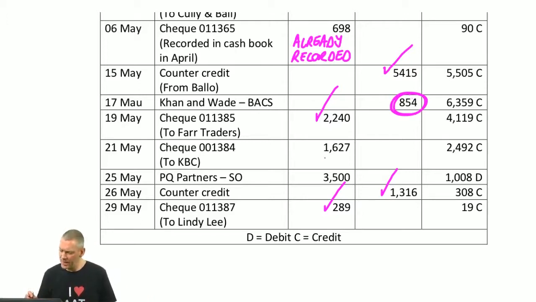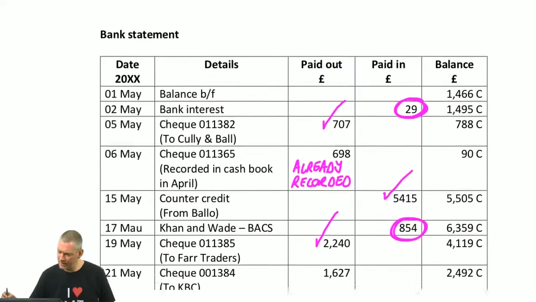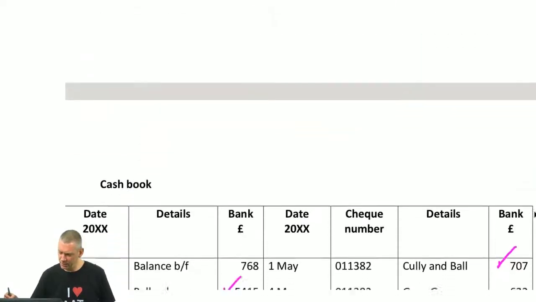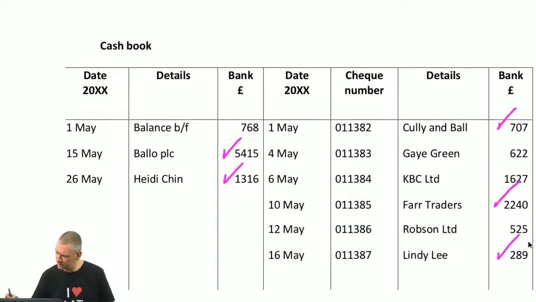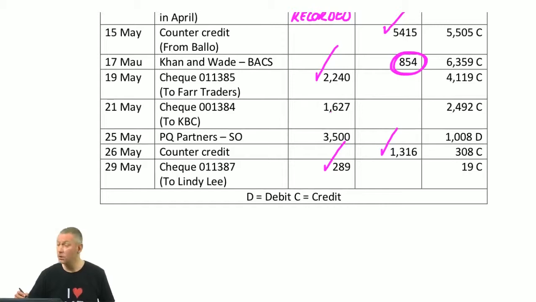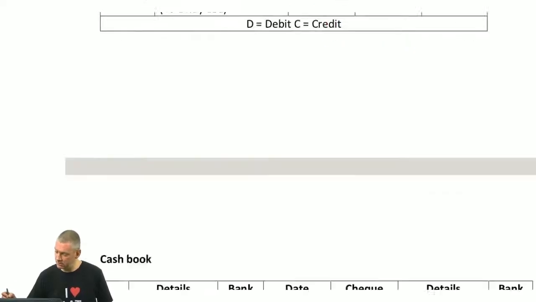Now, this one here of 1627 has been paid out by us, but it hasn't been recorded in the cash book. Is that right? Oh, no, it has. There you go, you see. Because I'm struggling, my eyes are struggling, I missed that one. Can I just tick that one for you now? So, 1627.